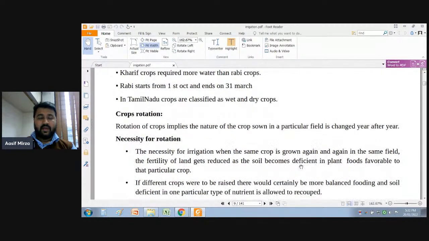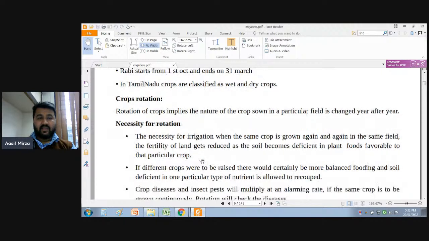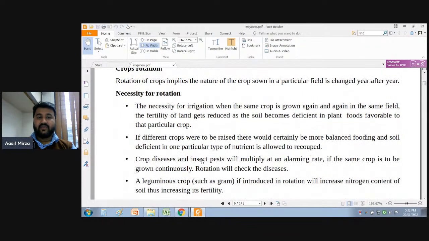Now, we will see the crop rotation. Rotation of crops implies that the nature of the crop sown in a particular field is changed year after year. The necessity for this rotation is that when the same crop is grown again and again in the same field, the fertility of land gets reduced as the soil becomes deficient in plant food favorable to the particular crop. If a different crop is raised, there would certainly be more balanced feeding, and soil deficient in one particular type of nutrient is allowed to recoup.